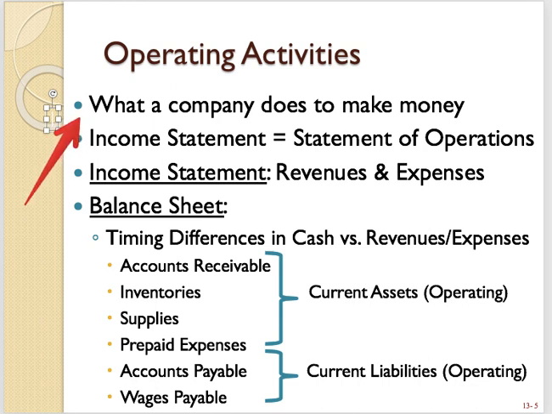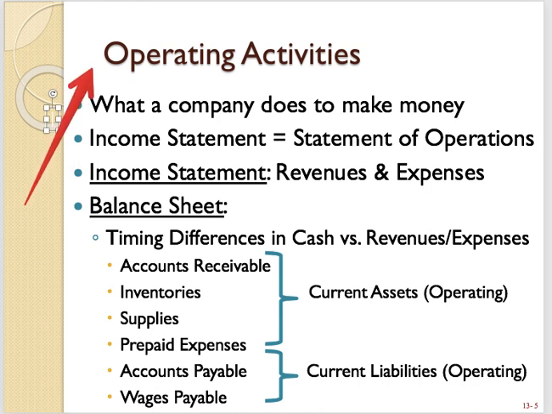The things that they sell, the products and services they provide, and what they use up in order to provide those products and services. So most of that is what you're going to see on the income statement, because making money, again, is revenues minus expenses. And in fact, another name for income statement is statement of operations. So there you see that word operations again. It's referring to the normal operations of a business, what they do to make money on a daily basis.